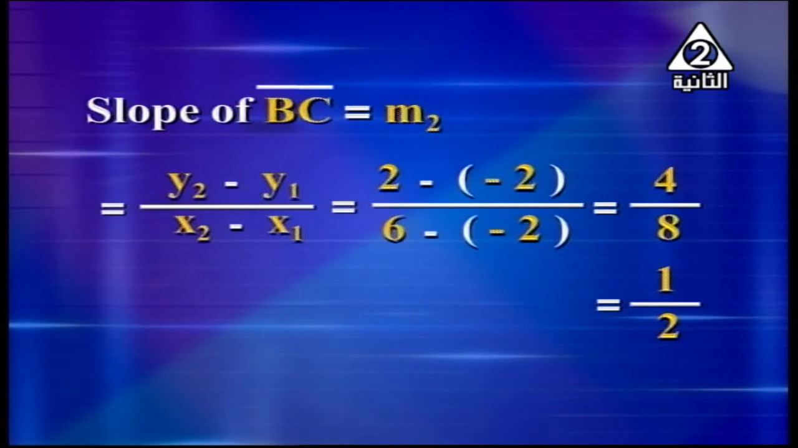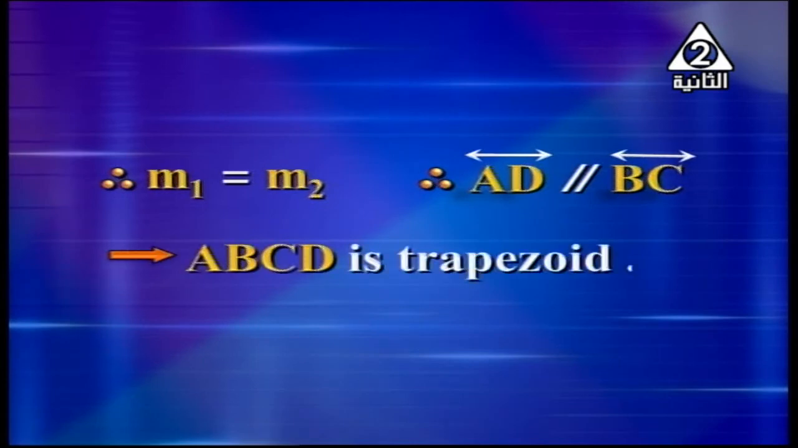Here you notice that M1 equals M2. In this case, we can say that AD will be parallel to BC. And here we can say that the figure ABCD is a trapezoid.